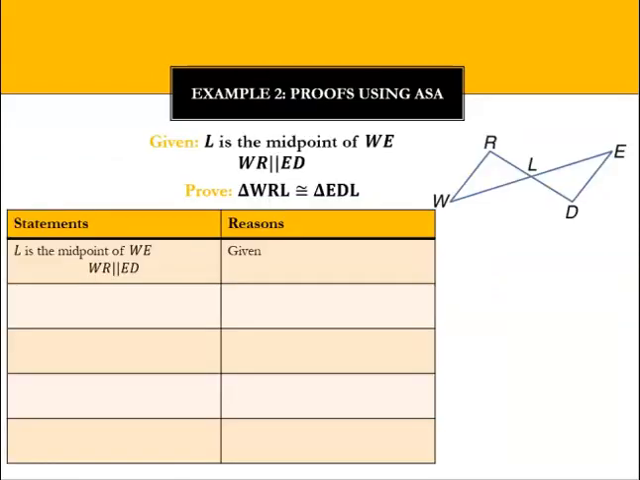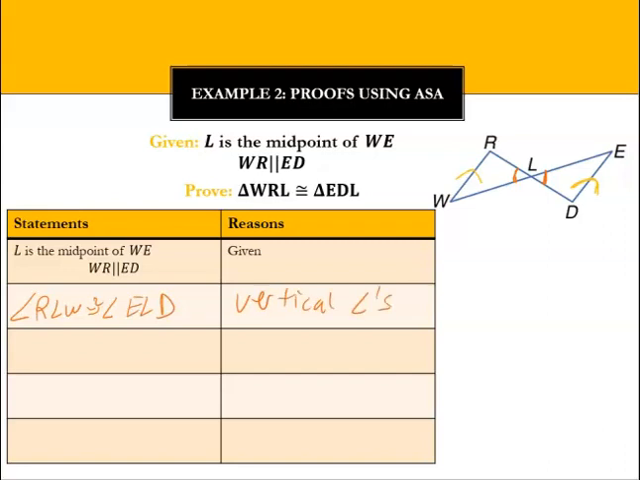This is a very proof-heavy lesson. So it says here, given L is the midpoint of WE and WR is parallel to ED, so I'm going to go ahead and mark those as parallel. And that's our given, so we want to prove WRL to EDL. So the first thing that I did was I went for the easy one. So I know that we have vertical angles at L. I should name them with 3 letters. So I'm going to say that angle RLW is congruent to angle ELD, vertical angles.